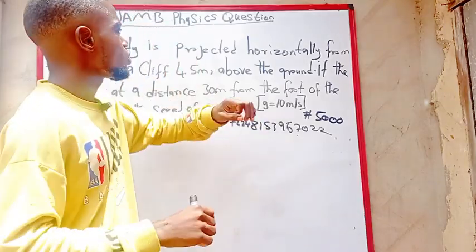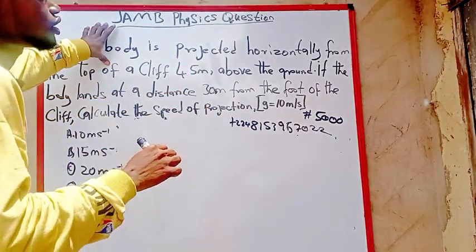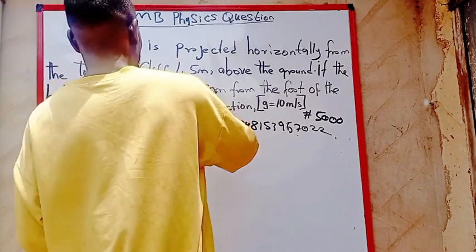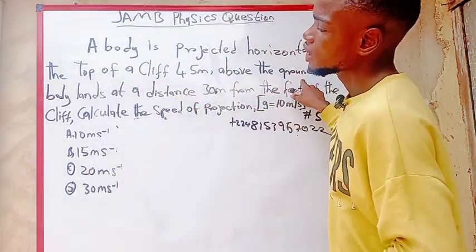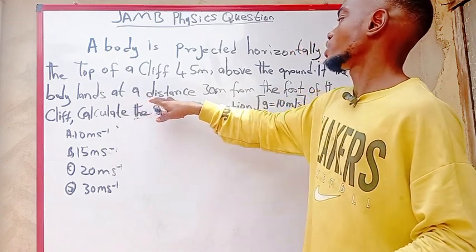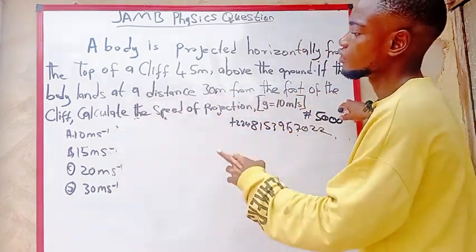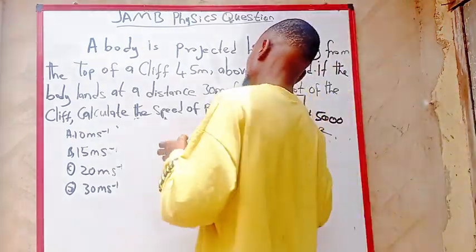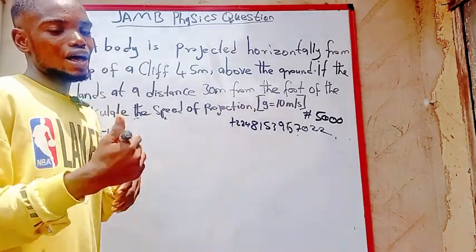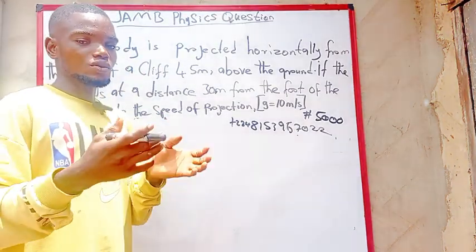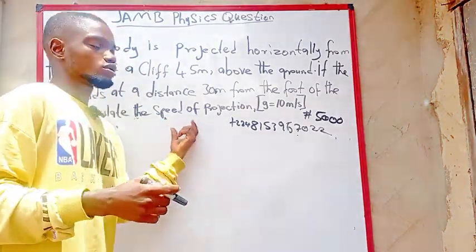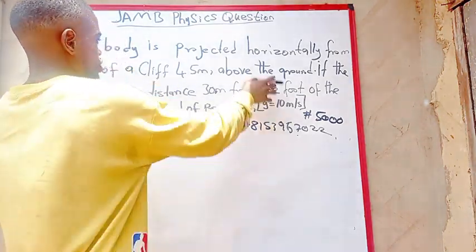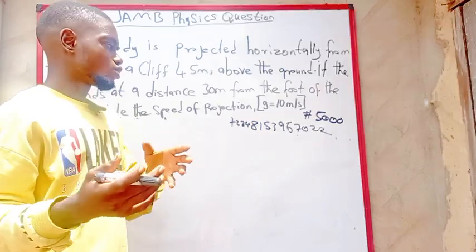Welcome to the tutorial. Today we have a body projected horizontally from the top of a cliff 45 meters above the ground. If the body lands at a distance of 30 meters from the foot of the cliff, calculate the speed of projection. Now, before you think of speed of projection, it has to do with change of what? Distance with time. So in order to get your speed of projection, you need to get the time. And in this expression, time was not given, but distance was given.